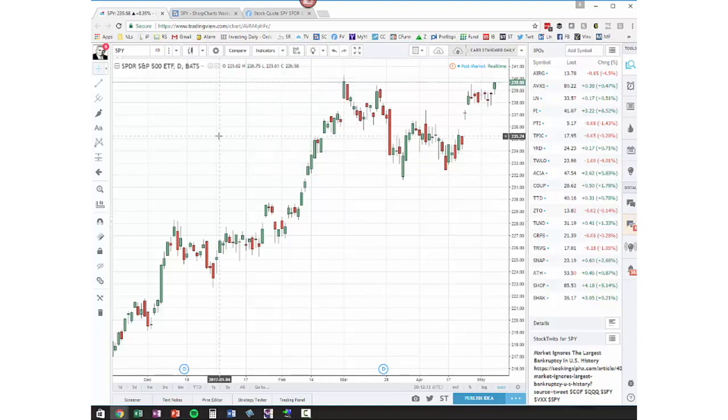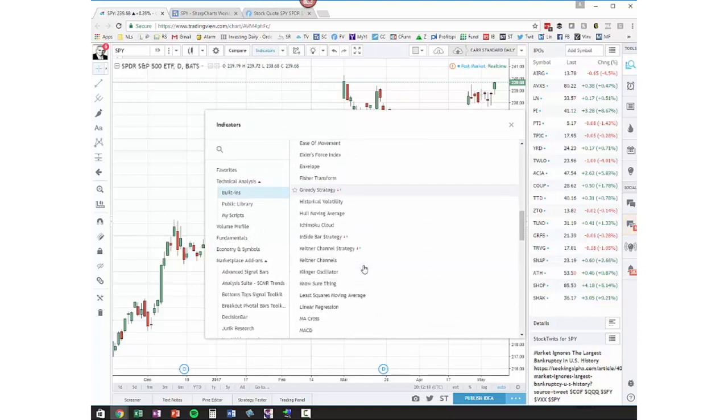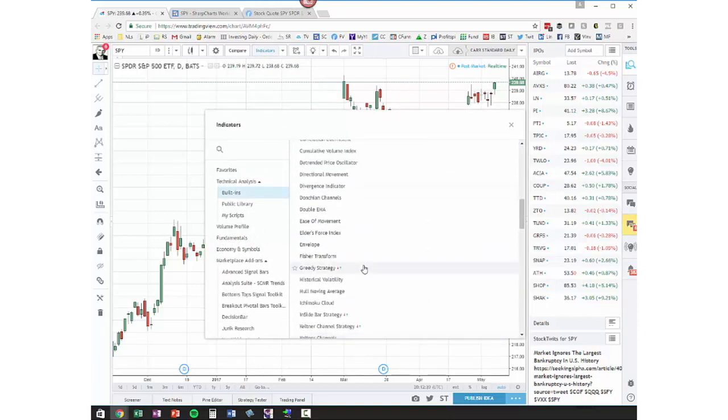So let's place some moving averages on our chart. We will skip down to moving average. And first thing I want to show you is that there are a couple of different types of moving averages. I guess it's under moving average exponential and moving average simple. We're going to use a simple moving average.